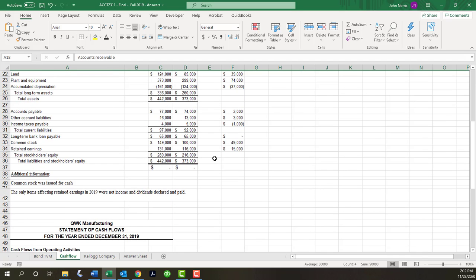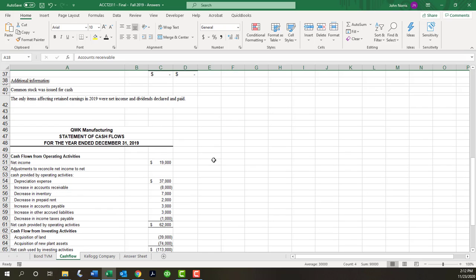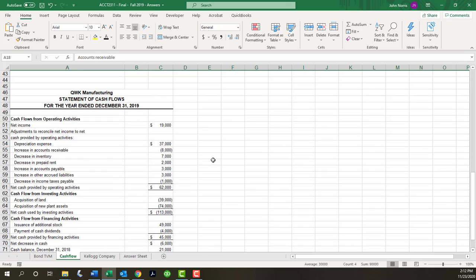The current liabilities, on the other hand, have a direct relationship to cash. So accounts payable went up by $3,000. It means you're not paying your vendors, just like your customers are not paying you, you're not paying everybody else. So that went up $3,000. That's an increase. Other accrued liabilities went up $3,000. That's accrued payroll, wages payable, taxes payable, things like that.